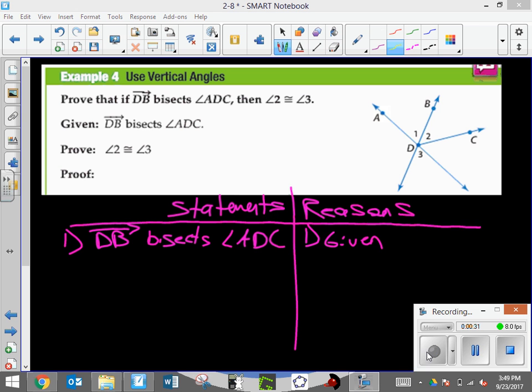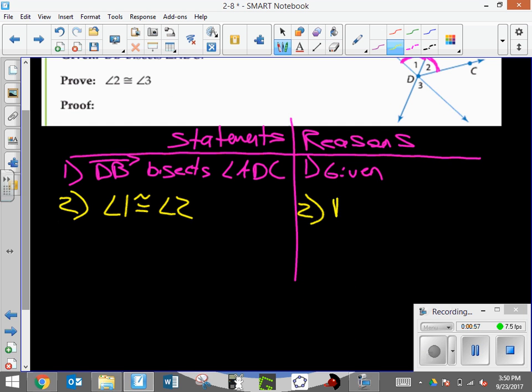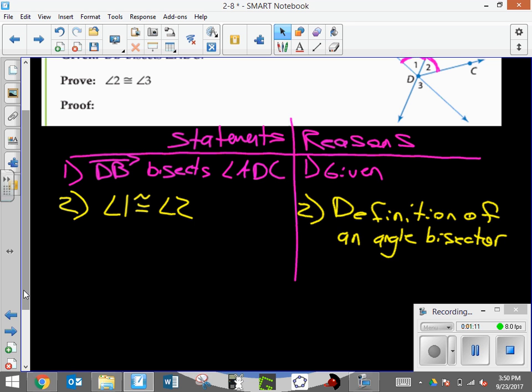Now we just have to figure out which ones. And we're going to use the numbers to help us with this. Okay, so on statement 2 here, if DB bisects angle ADC, we know then that angle 1 is congruent to angle 2. So let's state that. Angle 1 is congruent to angle 2. That is by definition of an angle bisector. Okay? There's my step 2.